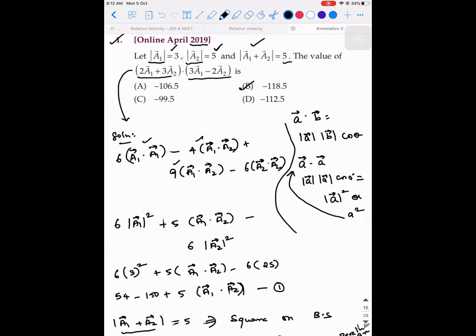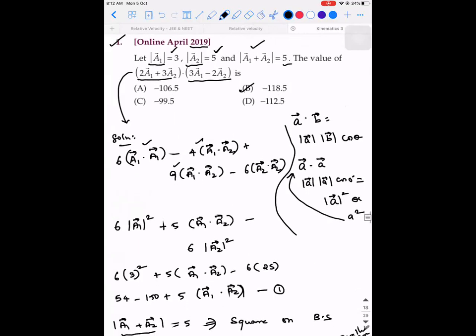Whenever you have modulus, you always need to think in terms of squaring them and applying which product? Dot product. So I would suggest you guys make a note of this. Since you have understood the problem, try to do it on your own. I'll give you 2 minutes to write it down.